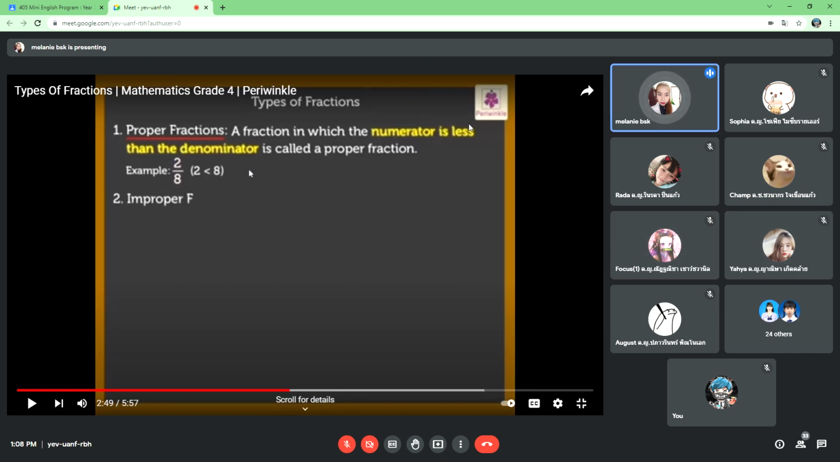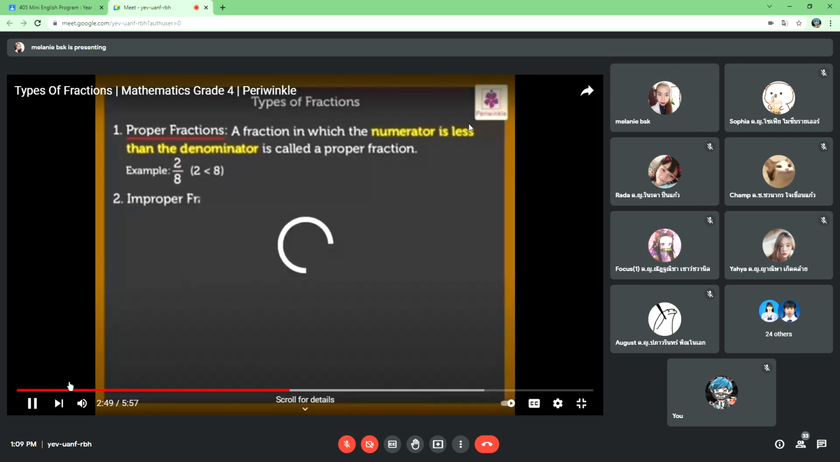2 over 8 or 1 over 2, or 1 half, that is a proper fraction. Why? 1 half is a proper fraction because 1 is less than 2. Do you understand, children? One more. 5 over 8, or 5/8. It is a proper fraction. Why? Because 5 is less than 8. That is a proper fraction. Do you understand? Yes. Okay.